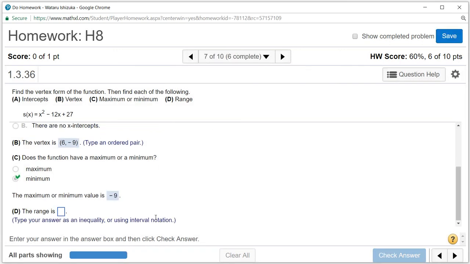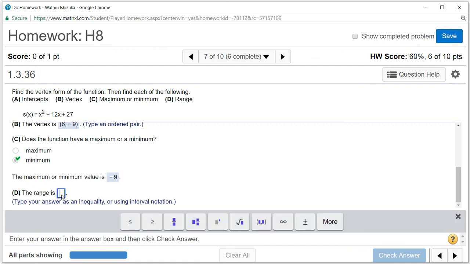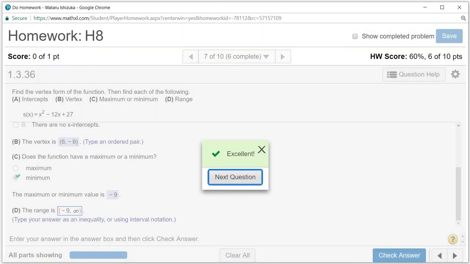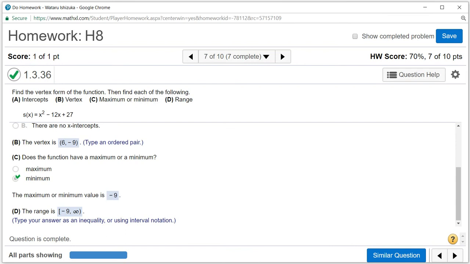We got that. Now the range. Since the minimum is negative 9, we start from negative 9 and then it can go up, so it's going to be positive infinity. Let's check the answer. We got that. That's it. I hope that this was clear.